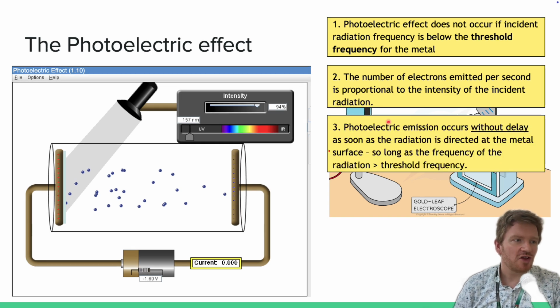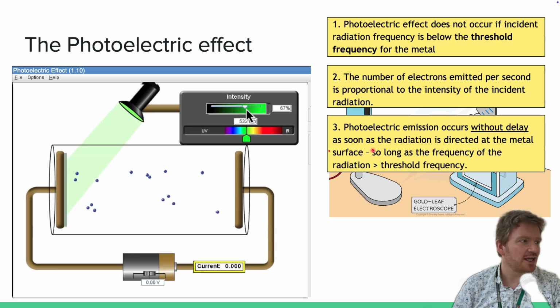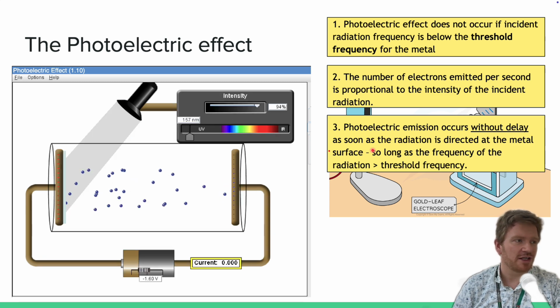Now it occurs the second the radiation is directed at the surface, so long as the frequency is above the threshold frequency. There's no delay. Let's try it again. If I turn this to 0, the electrons stop. The moment I turn on the light, suddenly these electrons are appearing again.